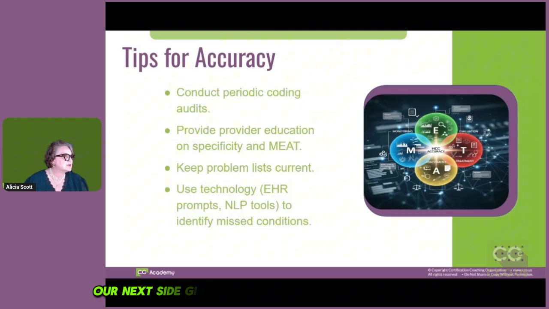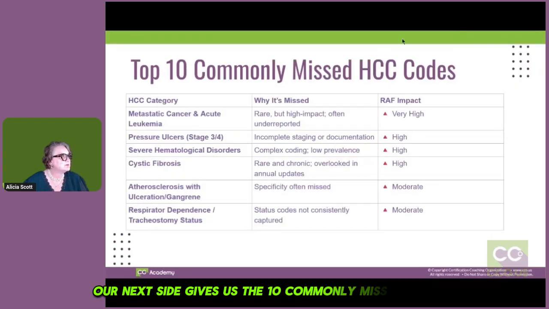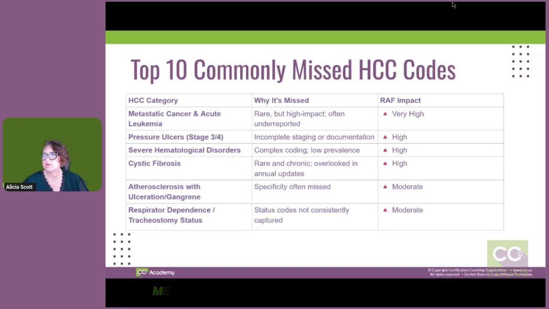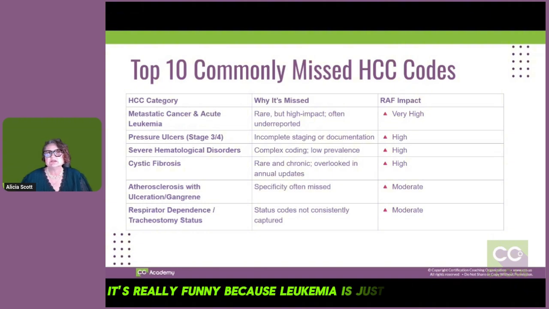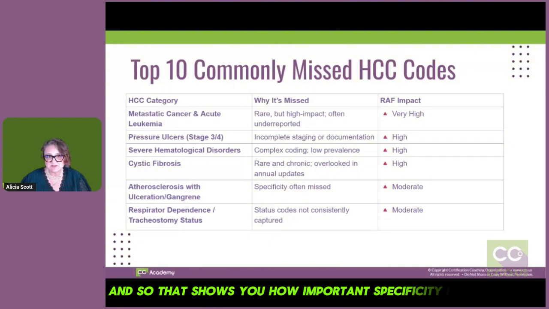Our next slide gives us the 10 commonly missed HCC codes. Metastatic cancers and acute leukemia. It's really funny because leukemia unspecified is the lowest risk adjustment scored cancer. If you give specificity to the type of leukemia, it becomes one of the highest. And so that shows you how important specificity is.